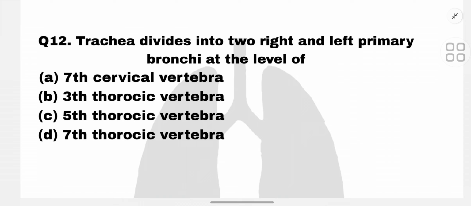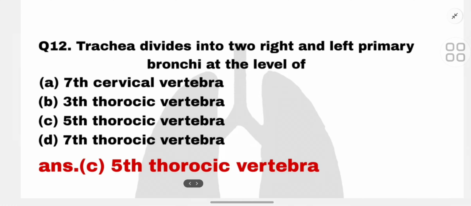So the next question is, the trachea divides into right and left primary bronchi at the level of A. 7th cervical vertebra, B. 3rd thoracic vertebra, C. 5th thoracic vertebra, D. 7th thoracic vertebra. So the correct answer is C. 5th thoracic vertebra.